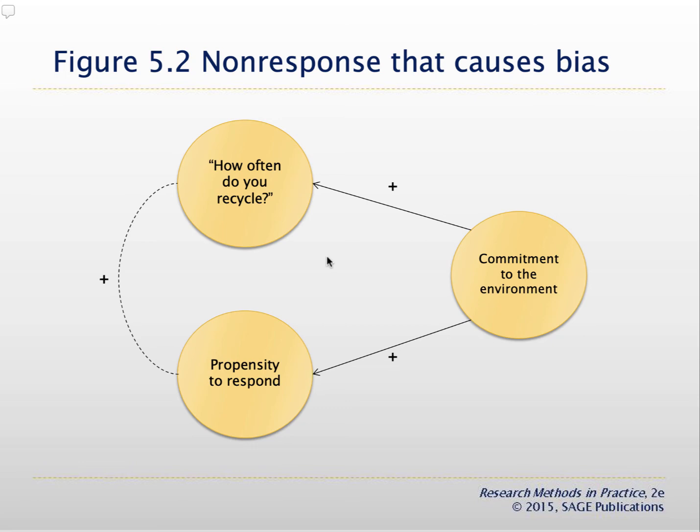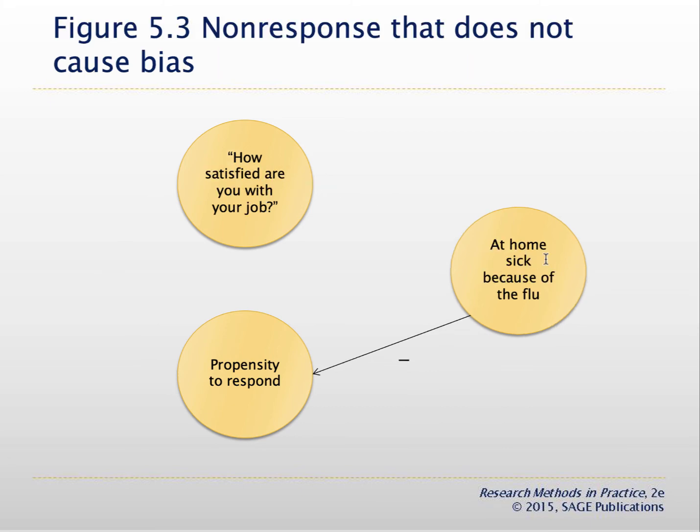Non-recyclers are underrepresented, and that causes bias. The number you get from recycle often is too high. It's higher than reality. It's upward biased. But again, luckily, since response rates are really low now, not all non-response problems result in bias.